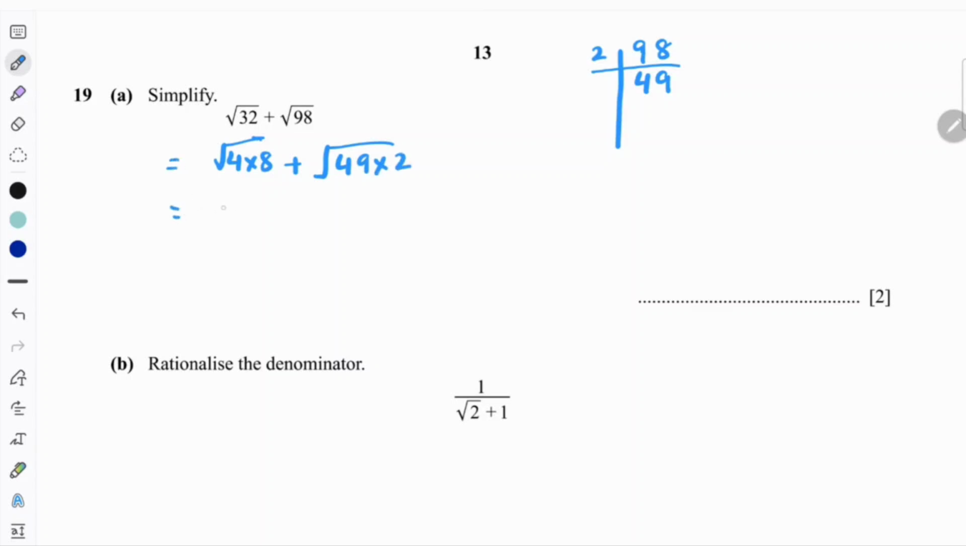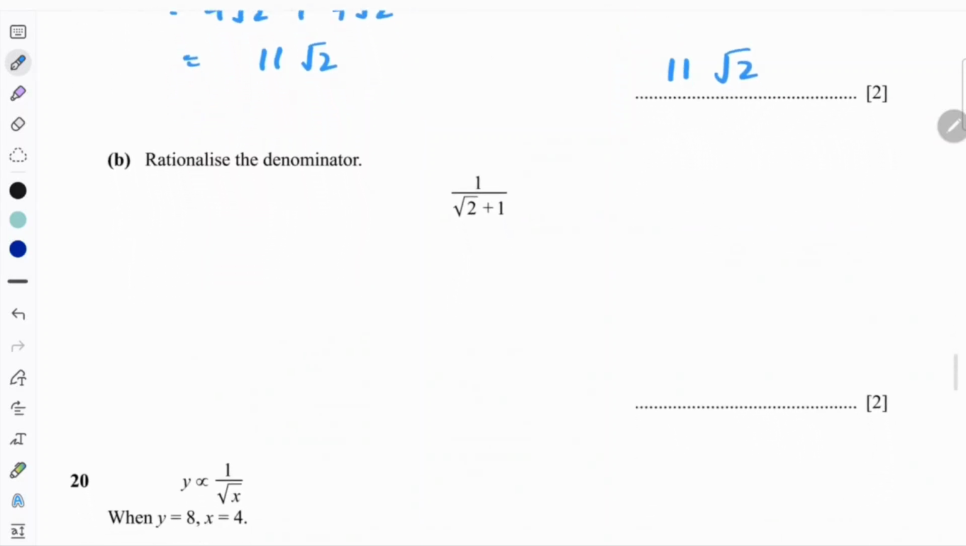So 2 16s are 32. 16 times 2 is 32, because 8 is also 4 times 2 is 8. That's why I'm changing it. So that is 4 square root 2 plus 7 square root 2. In addition, you will have the same surd, a number is written, so then we can add or subtract. So that is 4 and 7 together is equal to 11 square root 2. 11 square root 2.